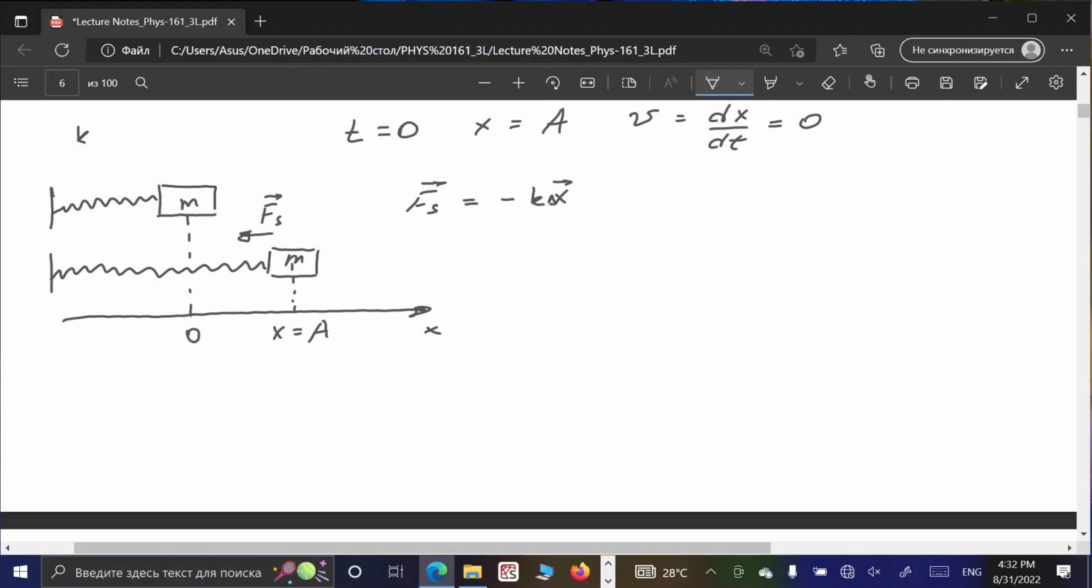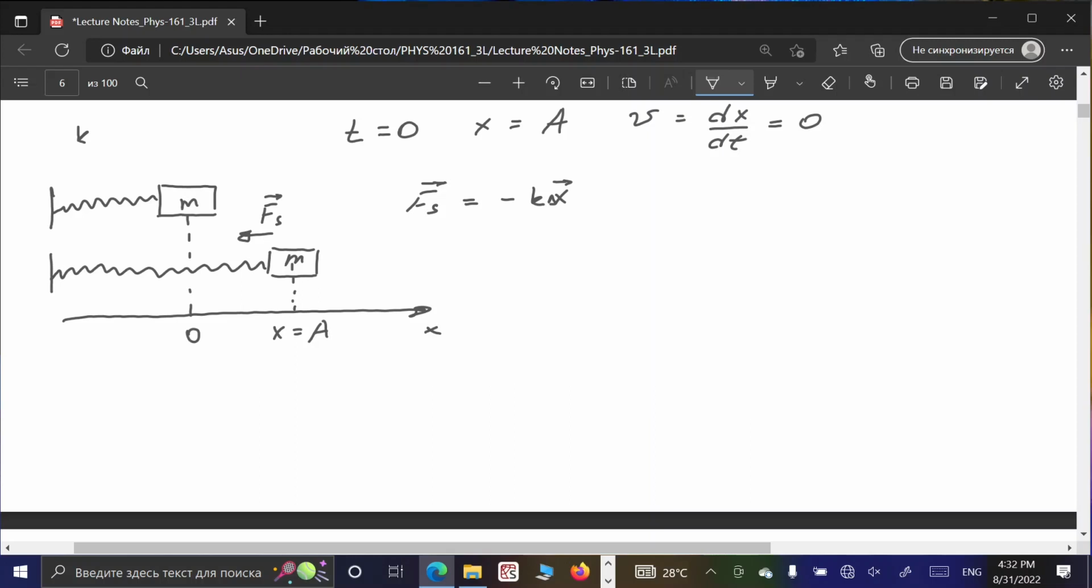And also keep in mind this minus. The minus is important here because the spring force is always oriented in the opposite direction to the displacement vector. So if we move this block towards the positive direction of axis x, the displacement vector is in this direction, and the spring force is always pointed in the opposite direction to the displacement vector.